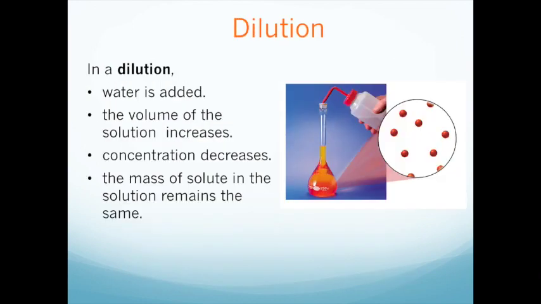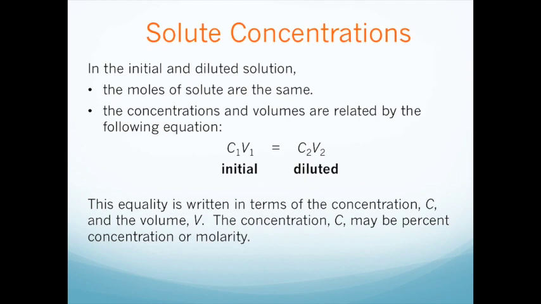So in a dilution, we add water, we increase the volume, we decrease the concentration because the number of moles of solute remains the same. If the number of moles of solute remains the same, then increasing the volume must decrease the concentration. There is a relationship that we can use for this. So if the moles of solute are the same, that means that the concentrations and volumes are related by this equation: C1V1 equals C2V2. So if you think about what the units of this are, concentration times volume equals moles, but the number of moles is constant. So you can set both of these equations equal to each other and solve for the unknown variable.